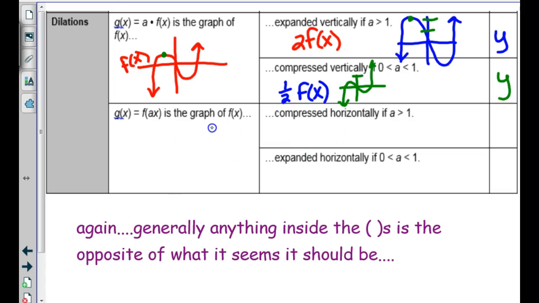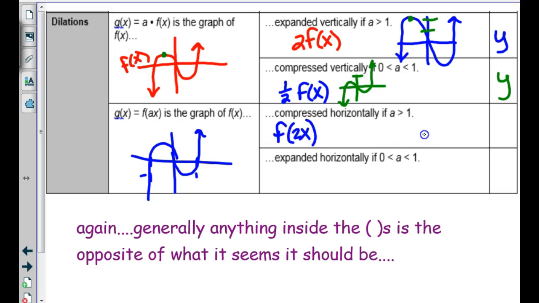Okay, this is where we get messy. If I have this same graph and it's currently going through -1 and +1 and doing this, okay, when I compress it horizontally, a value greater than 1 inside, so I have f of 2x, it takes the graph and it still goes up to 1 and, okay, let me try that a little better.